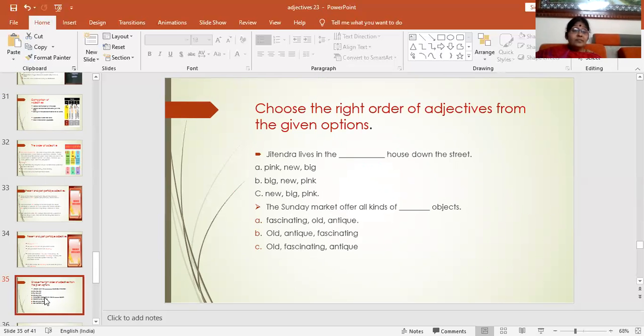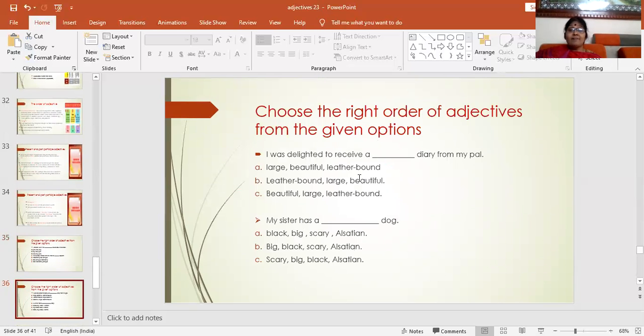Then we have, say, look at this. I was delighted to receive a dash diary from my aunt. Large, beautiful, leather bound; or large, beautiful; or beautiful, large, leather bound. The answer is beautiful, large, leather bound, right? Or say, my sister has a, which is the right one? Scary, big, black, Alsatian dog, right?